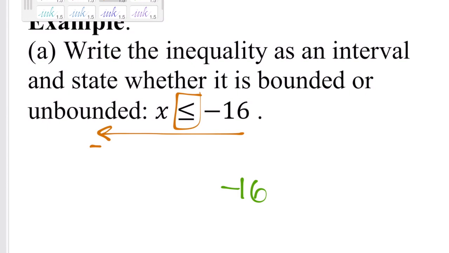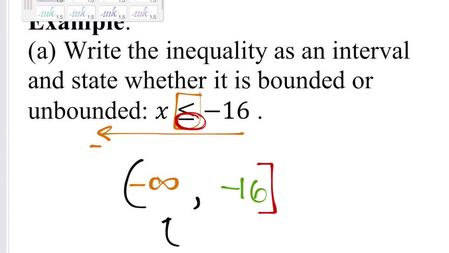When we're doing these intervals, we always want to order least to greatest. Negative infinity is the smallest number you could possibly have, so that's what we start with. I have to have a curved bracket, a parenthesis, with negative infinity. They always have the curves. And because we have an or equal to sign here, I'm going to have a square bracket around my negative 16. So this shows negative infinity to negative 16, so x is less than or equal to negative 16. And because I have this infinity symbol, this means that I'm unbounded.